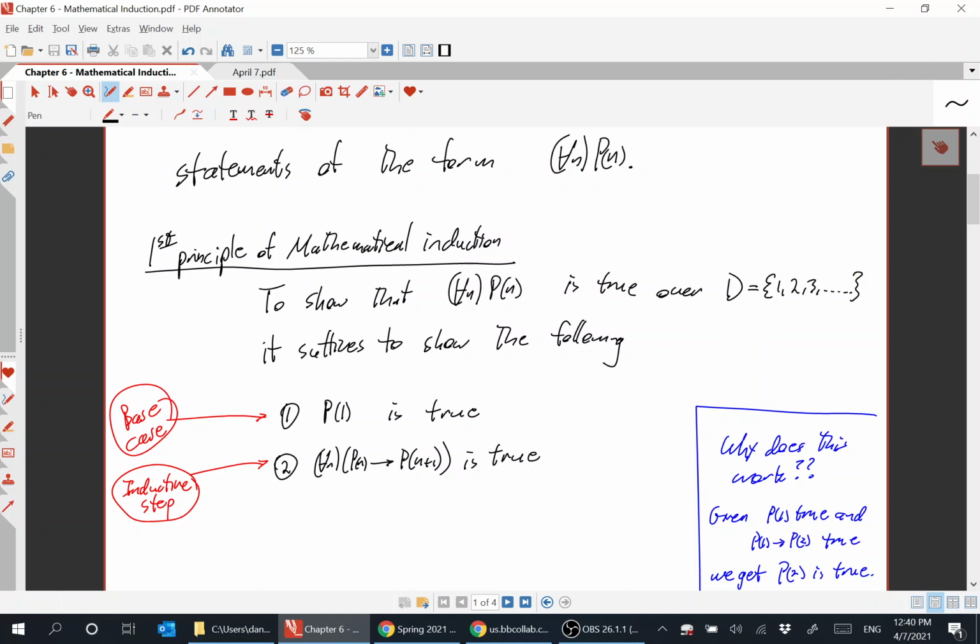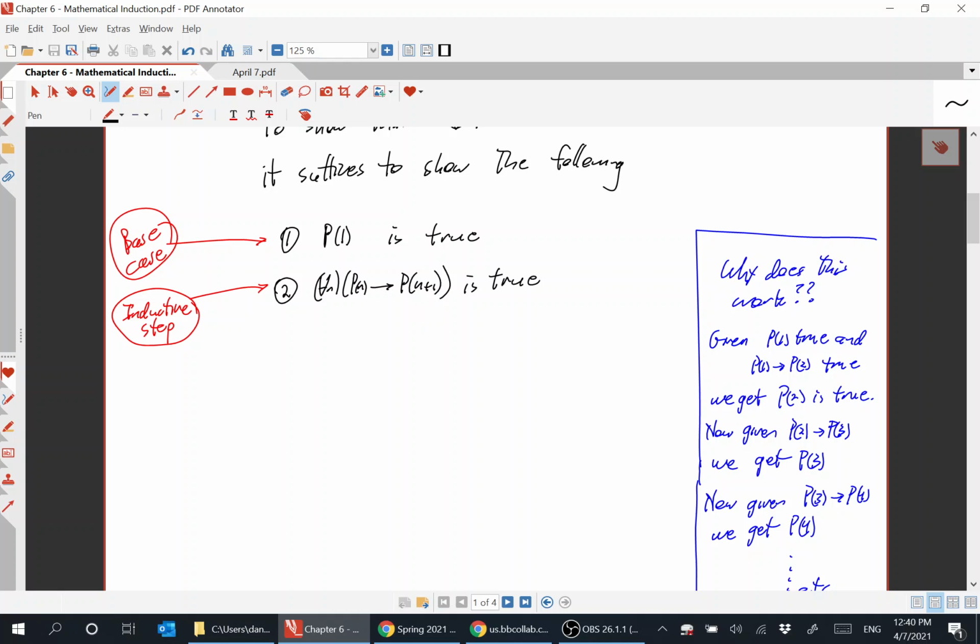Given that P1 is true, and for every n, Pn implies Pn plus 1, in particular, P1 implies P2. Well, if P1 is true and the implication is true, it can't be that P2 is false. So P2 has got to be true. But then given that P2 is true, we have that P2 implies P3 is true. Because the hypothesis P2 is true, we can't have that the conclusion is false. So P3 has got to be true. Given P3 and P3 implies P4, you get that P4 is true, and so on. It just keeps going like that, kind of like a staircase.